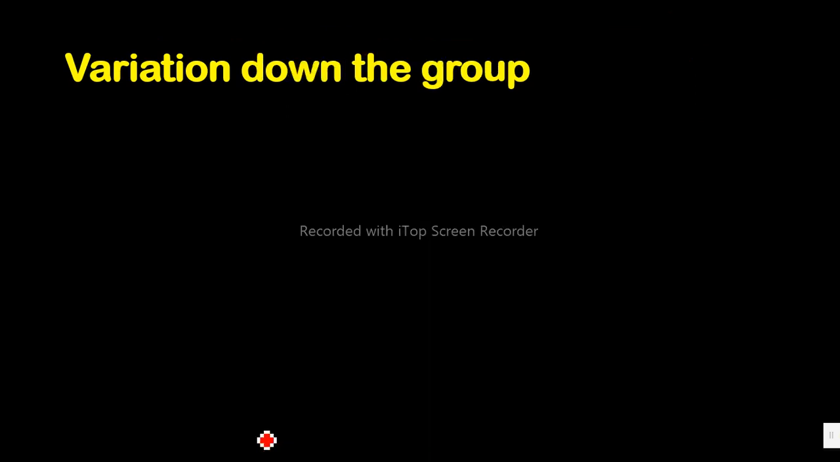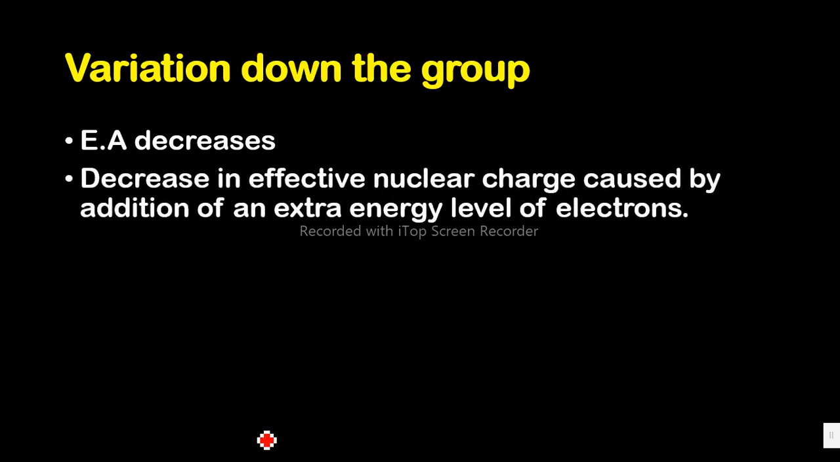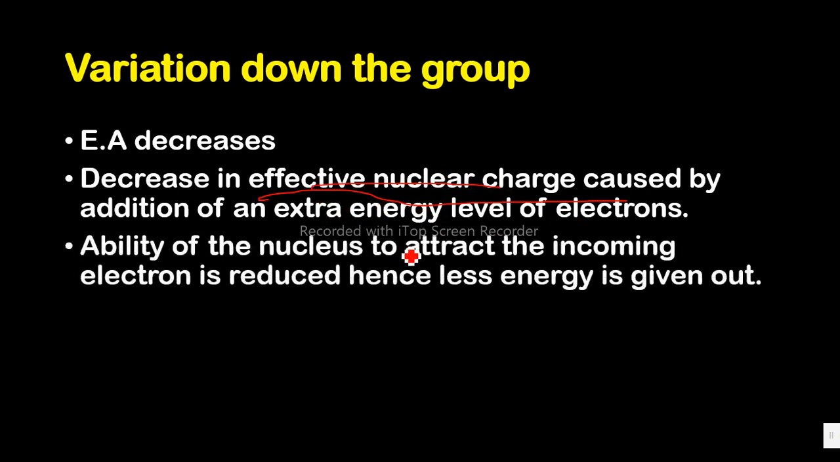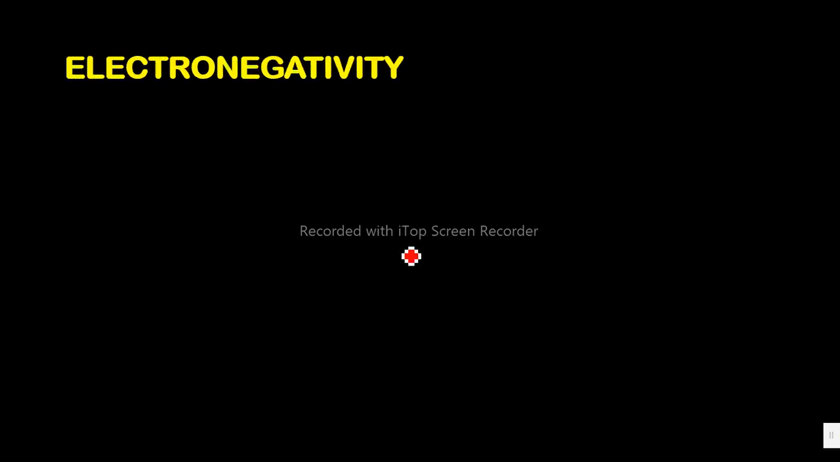However, down the group, the electron affinity decreases for all atoms. Why? Because the atomic radius is increasing down the group, so the effective nuclear charge of these atoms is going to decrease. If the effective nuclear charge decreases, then the nuclear attraction for the incoming electron decreases, and less energy is going to be given out when that electron is finally added onto the atom.